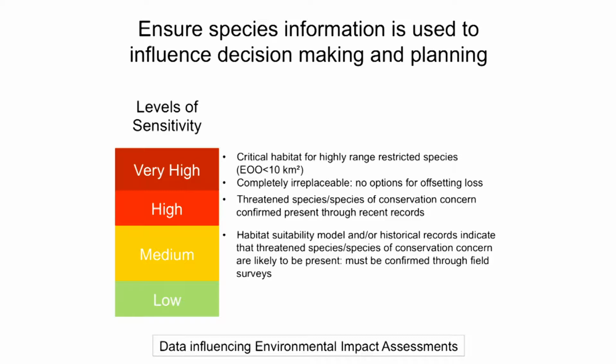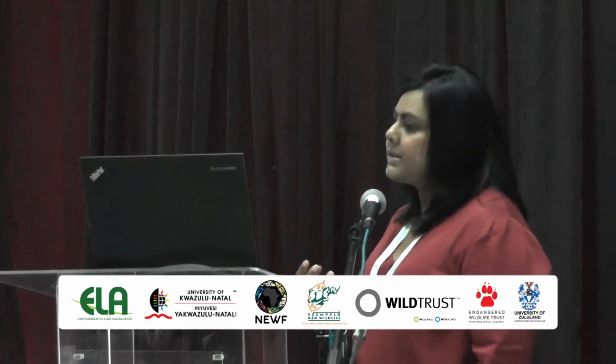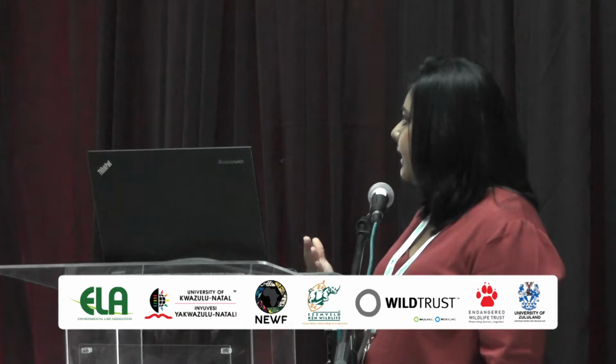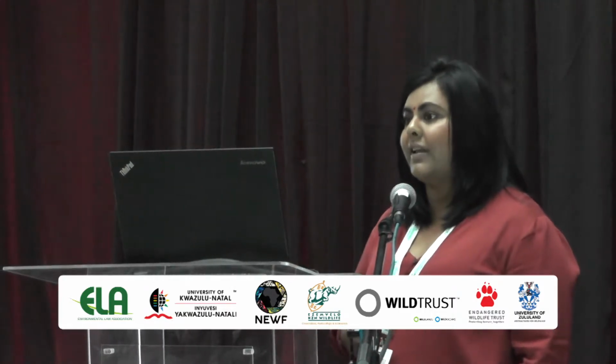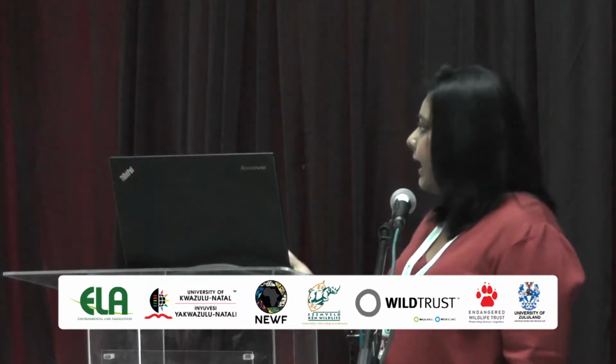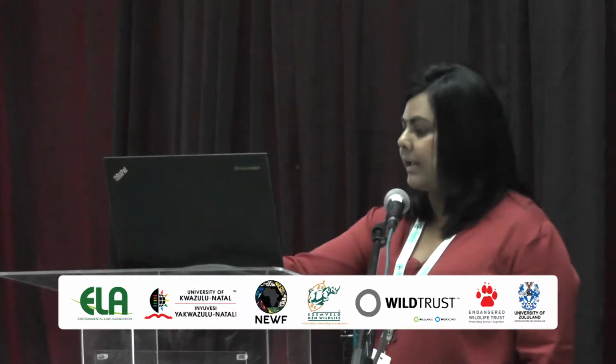So an EIA practitioner can then slot in his locality, and he or she can easily see the area sensitivity. So if it's very high sensitivity, that site cannot be offset. It's completely irreplaceable, which then means that it has critical habitat for highly range-restricted species. So species that occur only in an area of less than 10 kilometers squared. And then the different categories, obviously, that would have offsets.